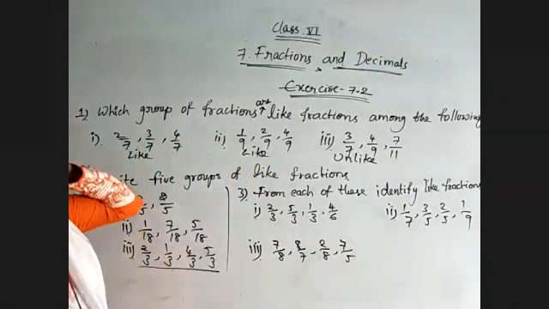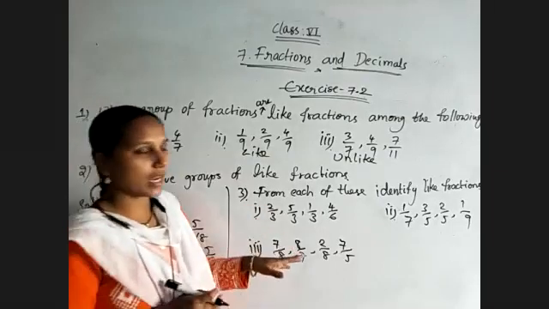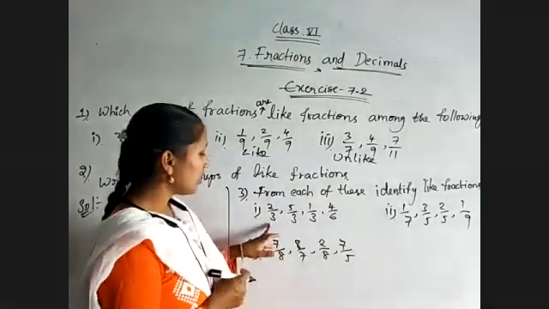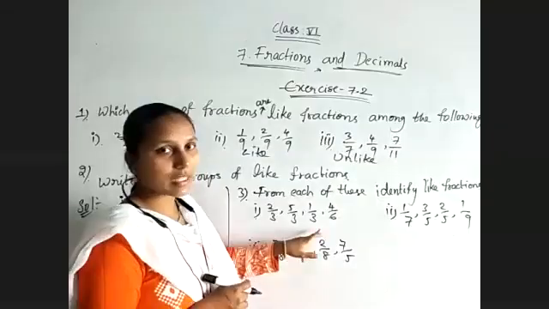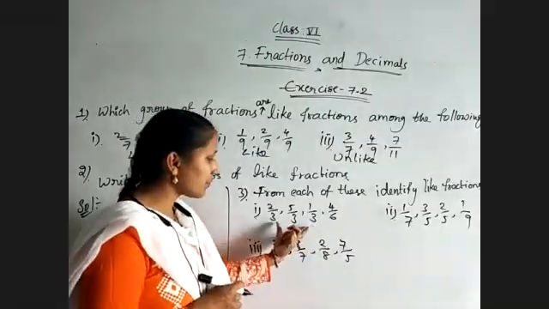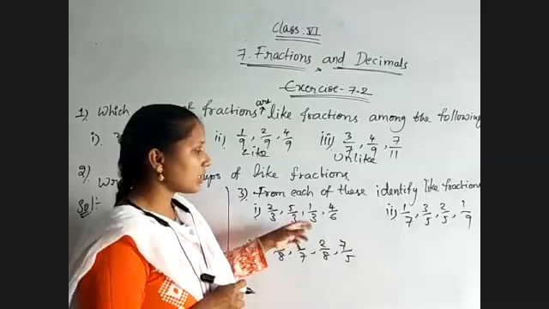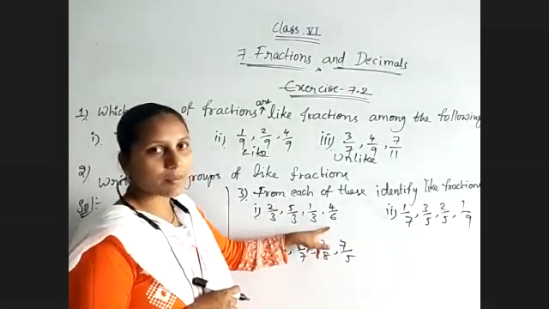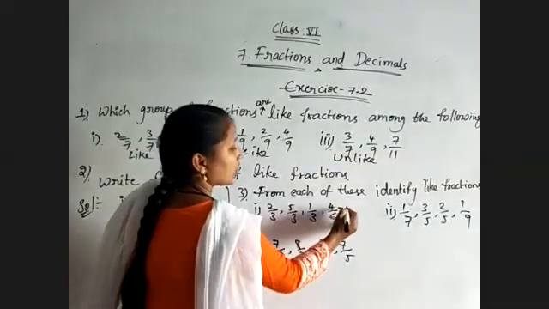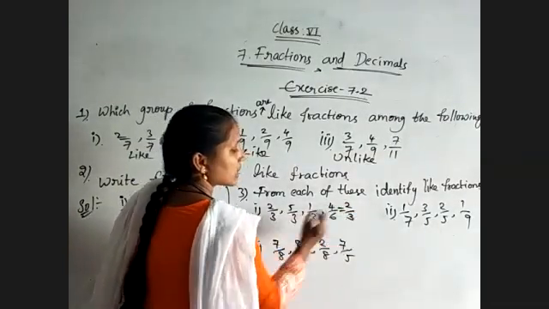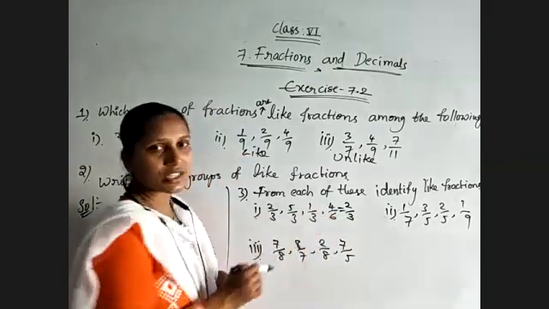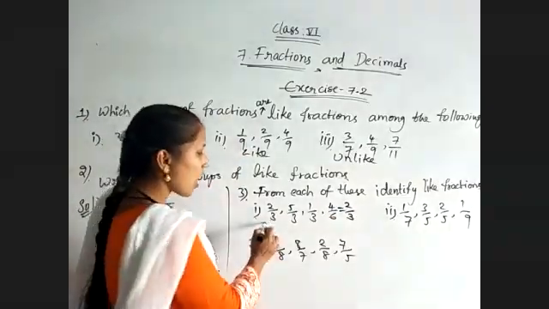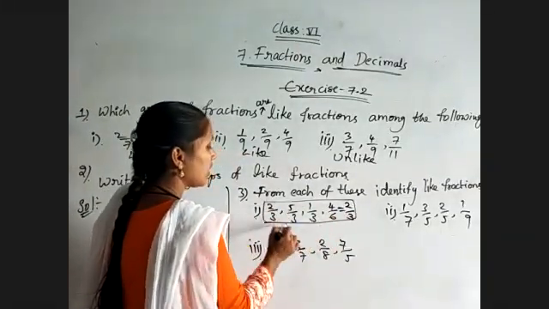In that we need to identify which fractions are like fractions. Observe the first problem. The first three fractions have 3 as the denominator. So these three fractions are like fractions. But just observe 4 by 6, which is not in the standard form. Convert it into standard form, what will we get? 2 twos are 4, 2 threes are 6. We will get the resultant fraction again as 2 by 3 itself. Which means all the given fractions are like fractions.